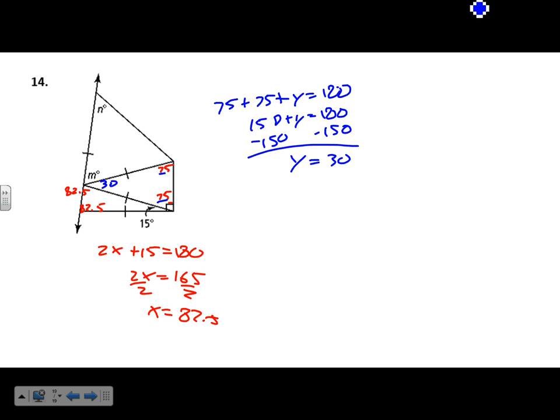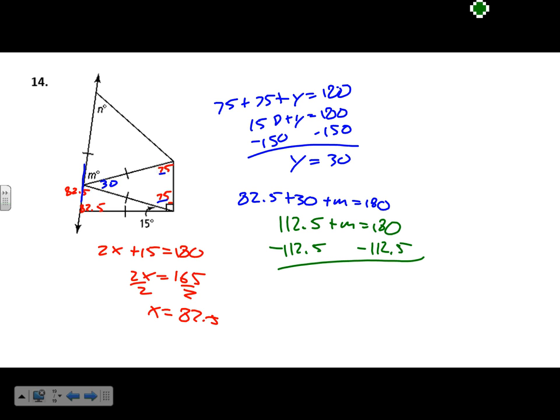So we can find the whole thing. Oh, that's what I was saying. So the whole thing is 180 because it's a linear pair, but there's 3 of them, so I guess a linear triple. So we know that 82.5 plus 30 plus M is equal to 180. So 82.5 plus 30 is 112.5. Subtract 112.5. M is equal to 67.5. So that's what my M is, 67.5.